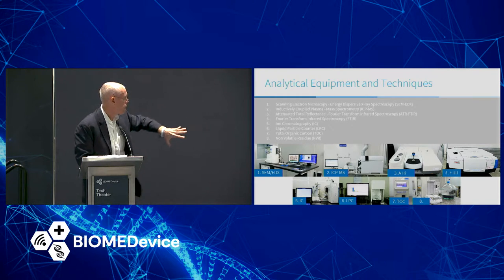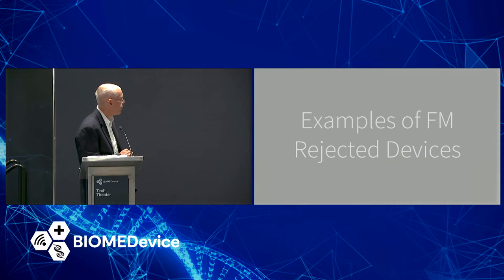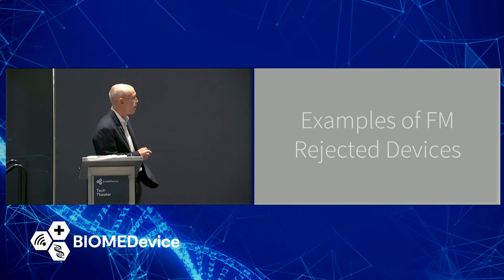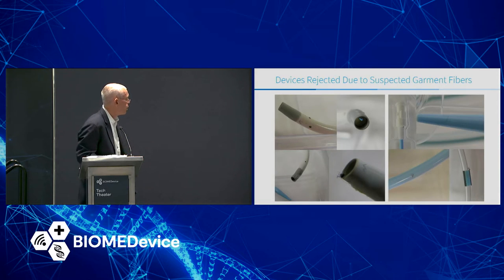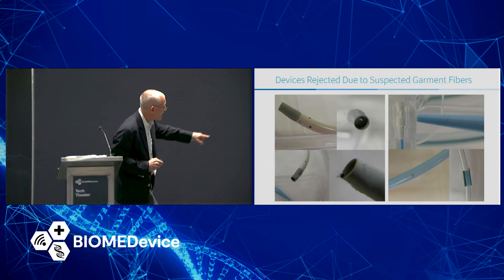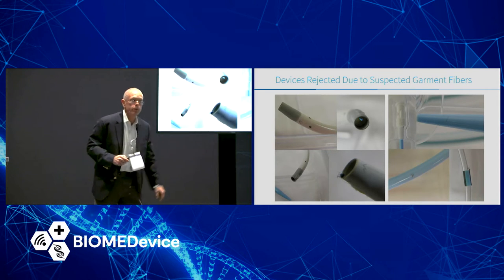So this is what our lab looks like. It's in a clean room. Let me give you some examples of what we see in the real world so that you'll have a better appreciation for what's possible. So this was a catheter, and you can see here fibrous materials.